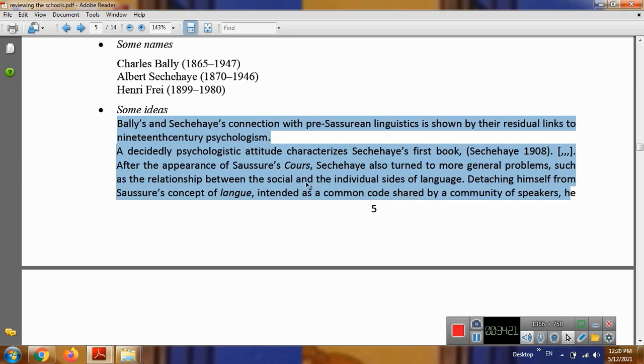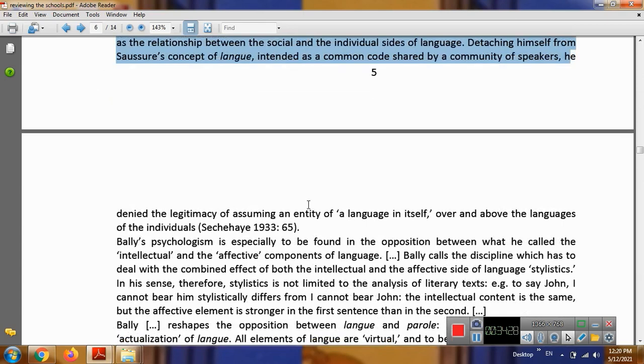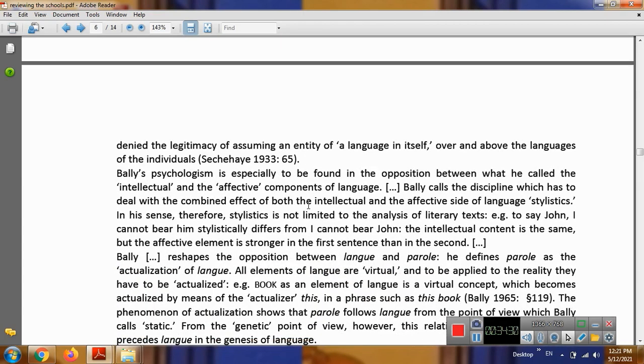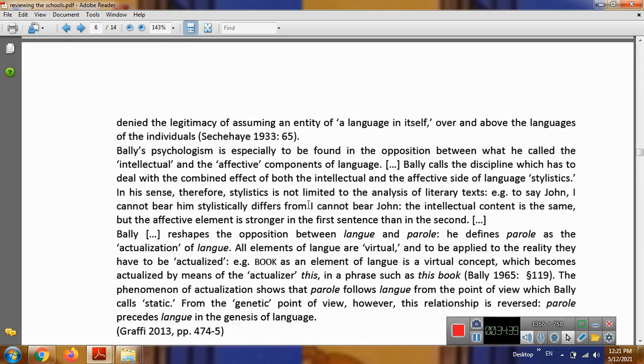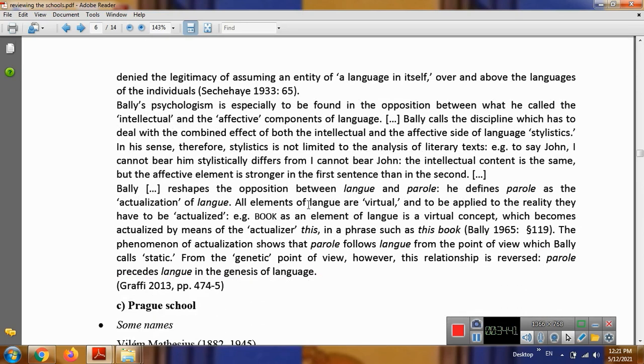Detaching himself from Saussure's concept of langue, intended as a common code shared by a community of speakers, he denied the legitimacy of assuming an entity of a language in itself over and above the languages of the individuals. Bailey's psychologism is especially to be found in the opposition between what he called the intellectual and the affective components of language.